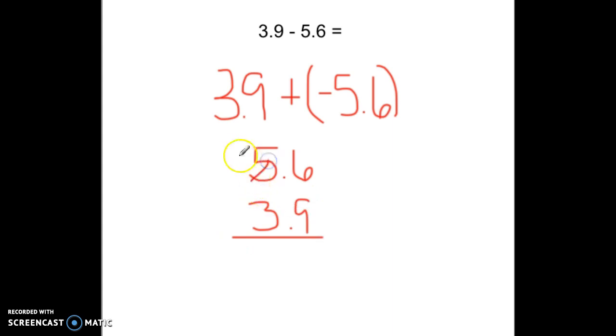Okay, so that 5 becomes a 4 as we have to rename and borrow, and we get 16 minus 9, which is 7. And then 4 minus 3 is 1. Now is it positive or negative? Well, in this case it is negative. Negative 1.7 because there are more negatives than there are positives.